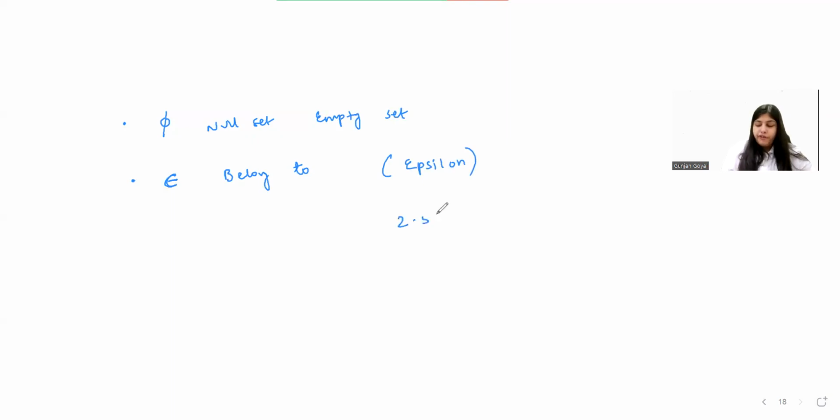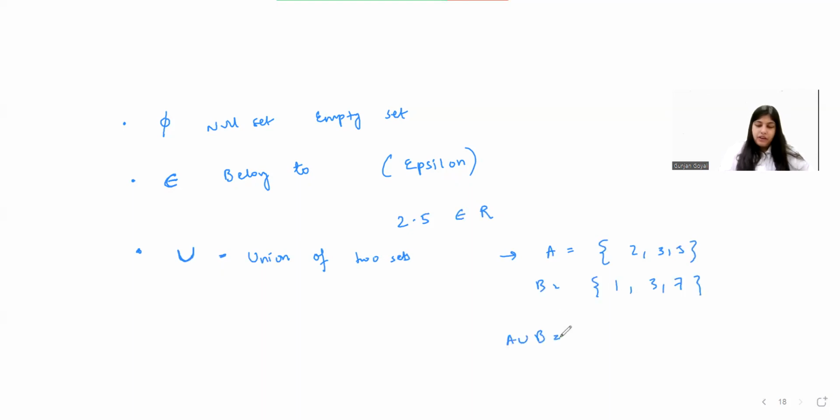If I write 2.5 belongs to real numbers. Then we have union of two sets. If I have a set A of 2, 3, 5 and B of 1, 3 and 7, A union B means I can take all the things of both sets. So 3 occurs 2 times: 1, 2, 3, 5 and 7. Things that are in one, in the other, or both.